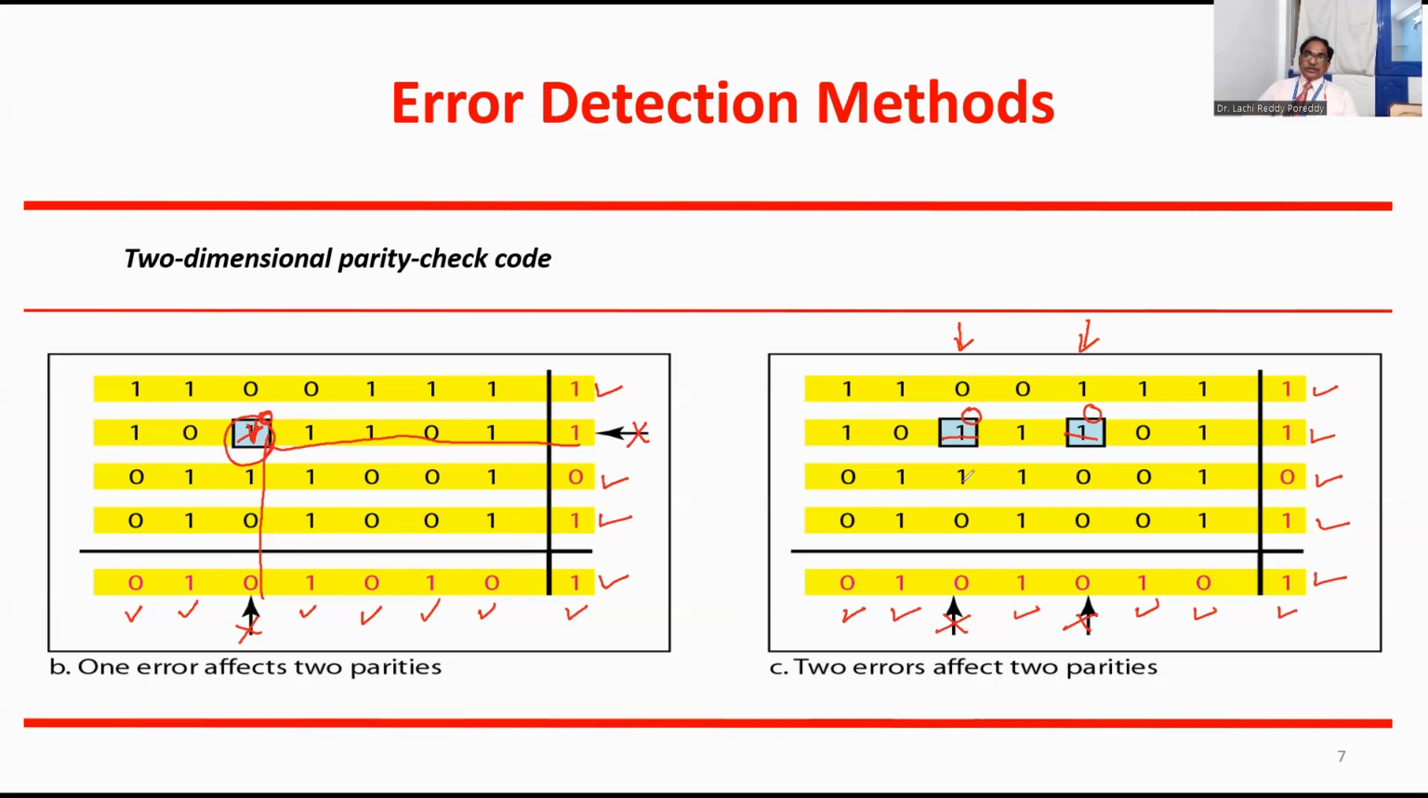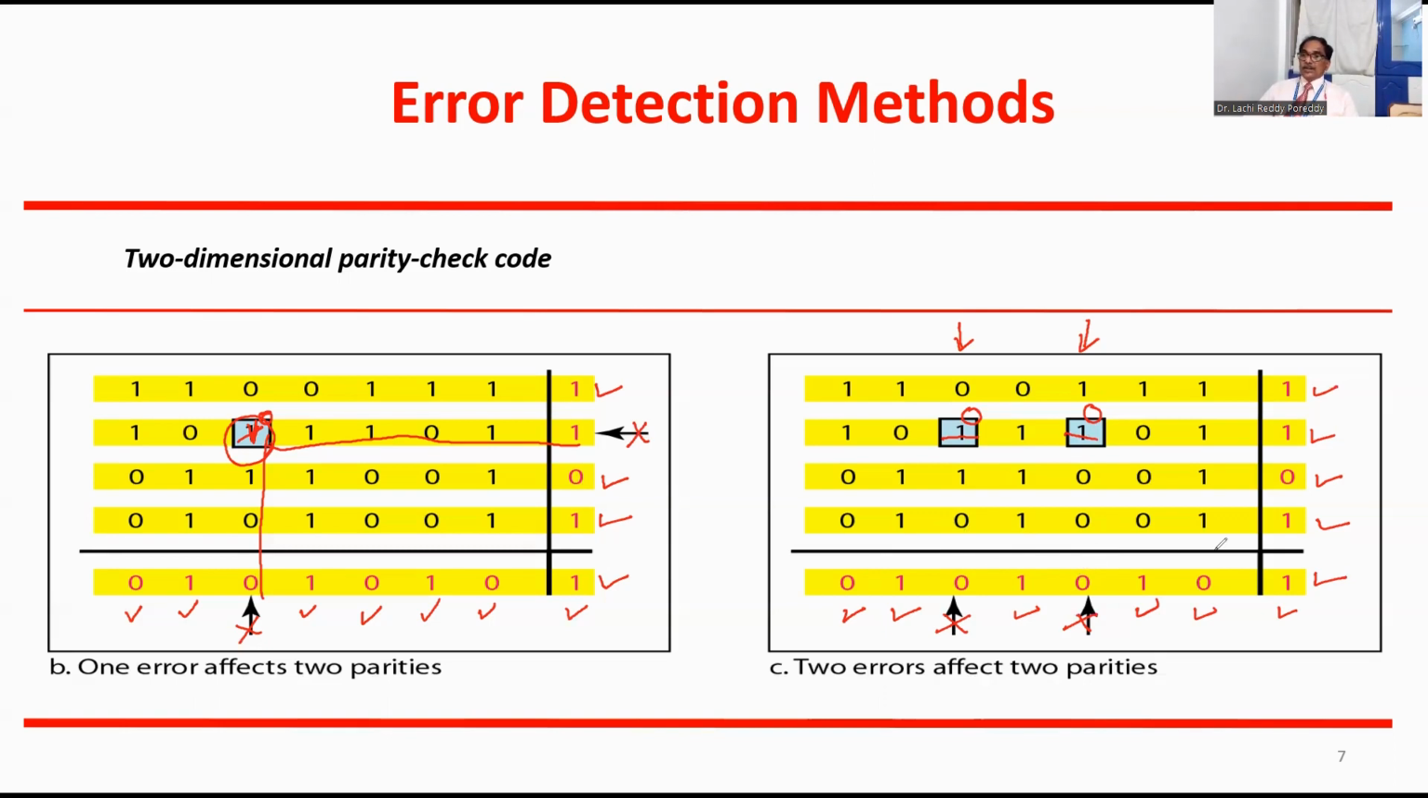Then in the third row, this might be 0, but we have received 1. This might be 1, but we have received 0. Or in the fourth row, maybe this should be 1, but we have received 0. Or maybe in the redundant row, instead of 1, we have received 0. So the possibility may be any of these elements in this column, any of these elements in this column.